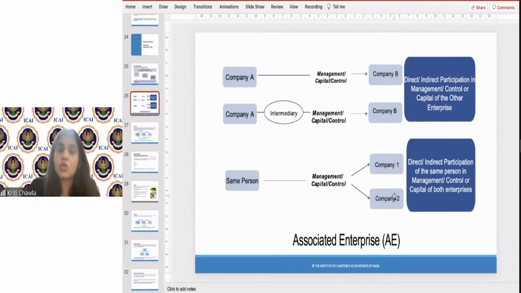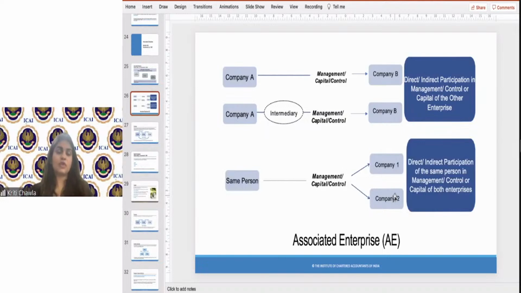This common control, or this common person, is basically the same person. Let's take an example. Let's say that there is a director, or let's say that this person is a shareholder. This person is holding, for example, 50% share capital in company 1, and this same person is holding 50% share capital in company 2. Then, because they have a common shareholder, company 1 and company 2 will become associated to each other.